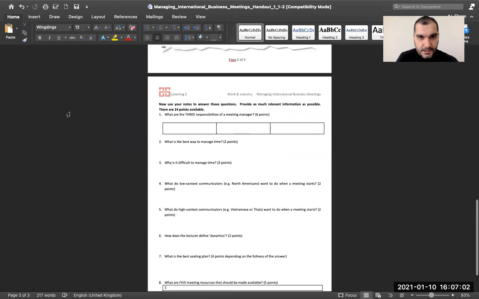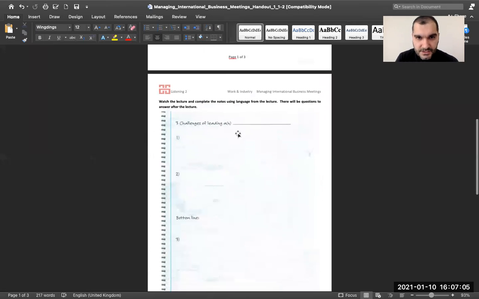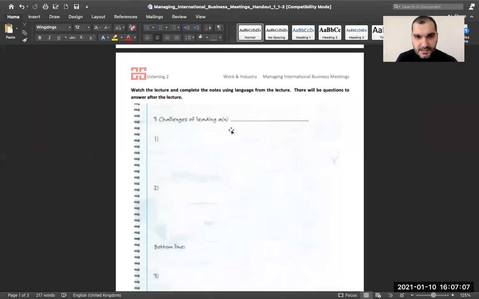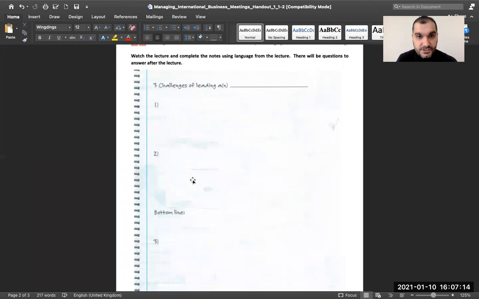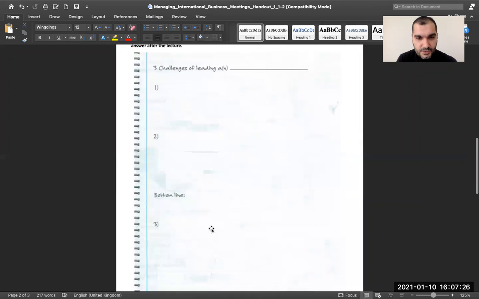Okay, and let's see the challenges of leading. You should understand that leading an international business meeting, you need to catch three challenges. The first one should be time, managing time, and the second challenge is managing people, and the third one is managing resources. And the bottom line, from the conclusion of the tape script, is success.